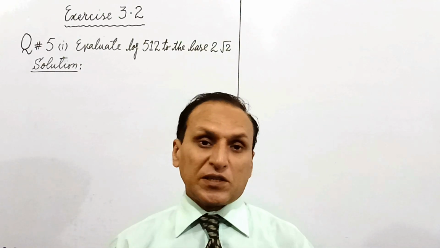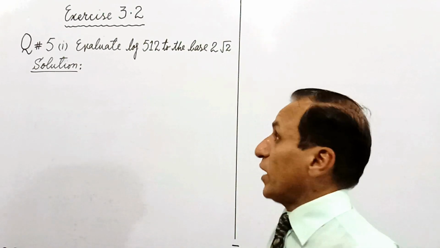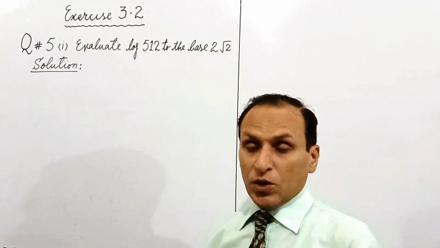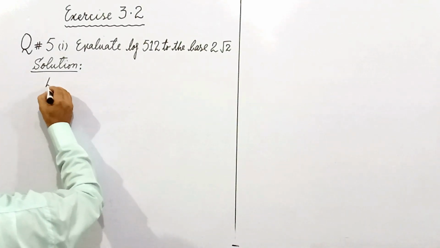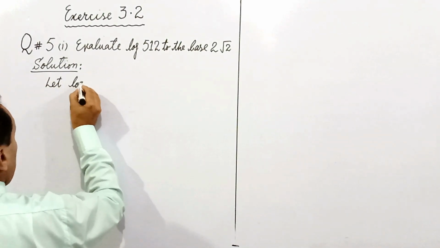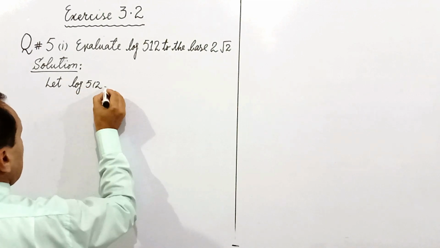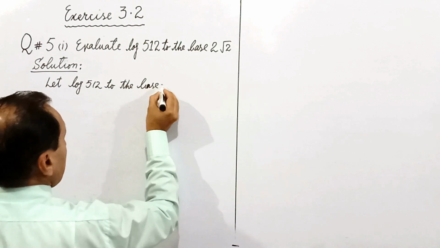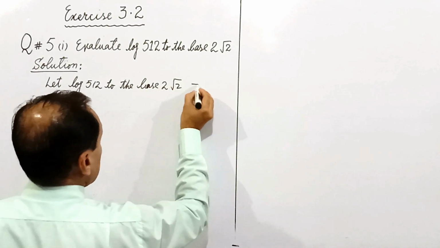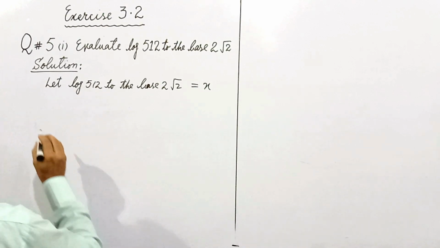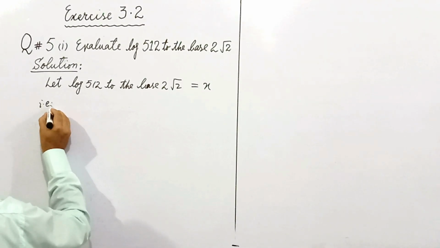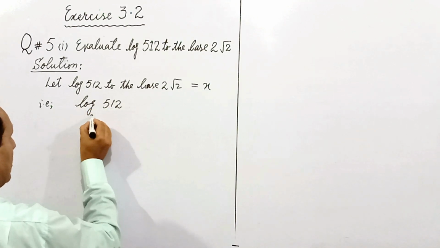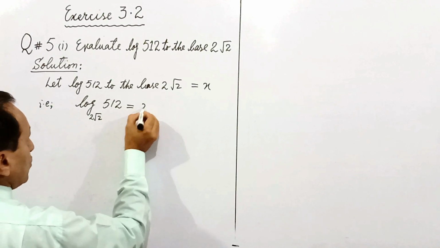Let's do part 2 of question number 5, in which we are required to evaluate log 512 to the base 2 under root 2. So first we let log 512 to the base 2 under root 2 is equal to x. So that is log 512 to the base 2 under root 2 is equal to x.